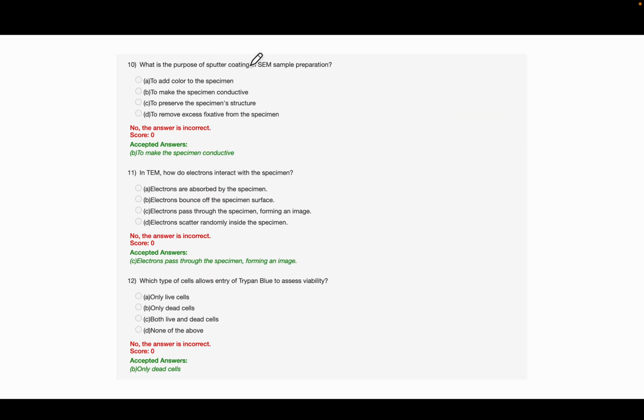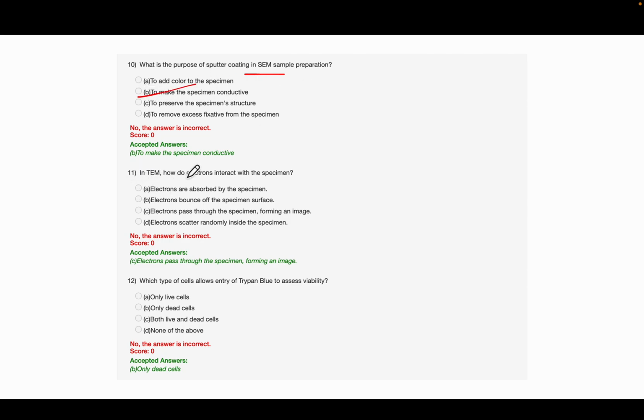What is the purpose of sputter coating in sample preparation? To add color to the specimen, to make the sample conductive, to preserve the specimen structure, or to remove excess fixative from the specimen? So the sputter coating is basically to make the specimen conductive.